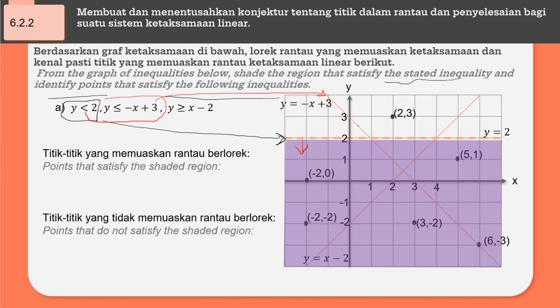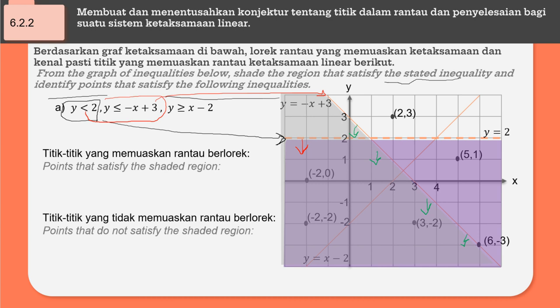the solid line. So below here. Okay, so second one, as you can see, the gray region is the shaded region. And then lastly, we have y greater or equals to x minus 2.